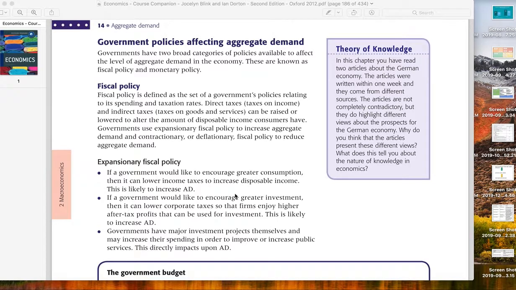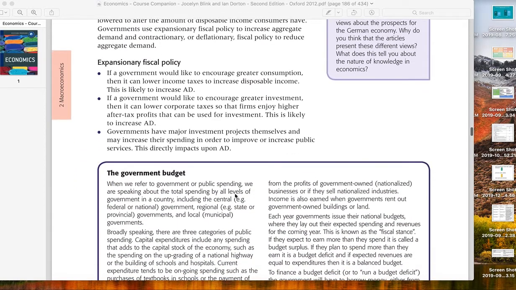You've got things called direct taxes, all right? Direct taxes on income, and indirect taxes, which are on goods and services, like VAT. Those can be raised or lowered to manipulate how much disposable income consumers have. Governments use what they call expansionary fiscal policy to increase aggregate demand, and contractionary or deflationary fiscal policy to reduce it. So let's describe it. Expansionary fiscal policy is exactly how it sounds.